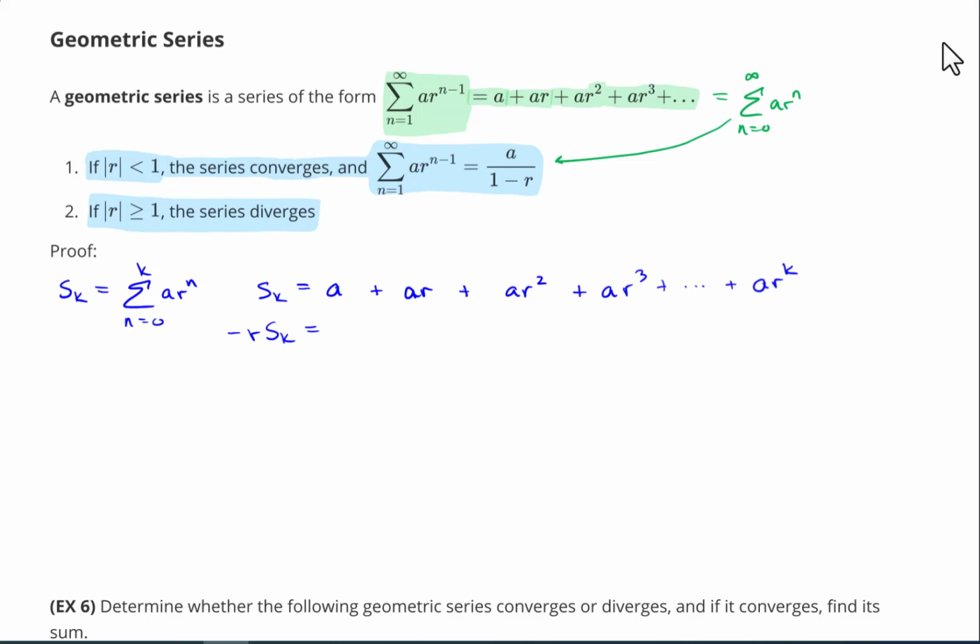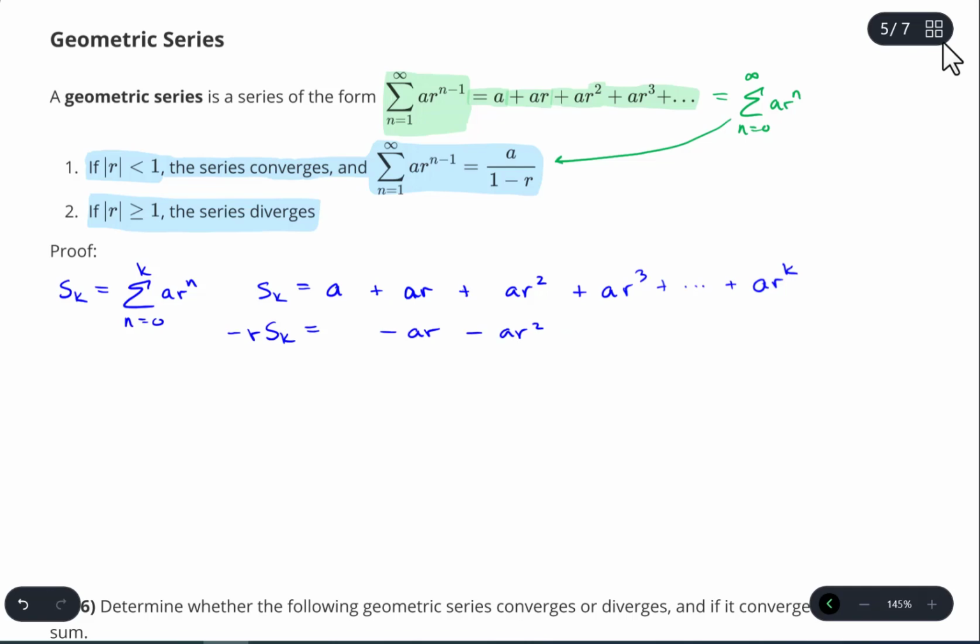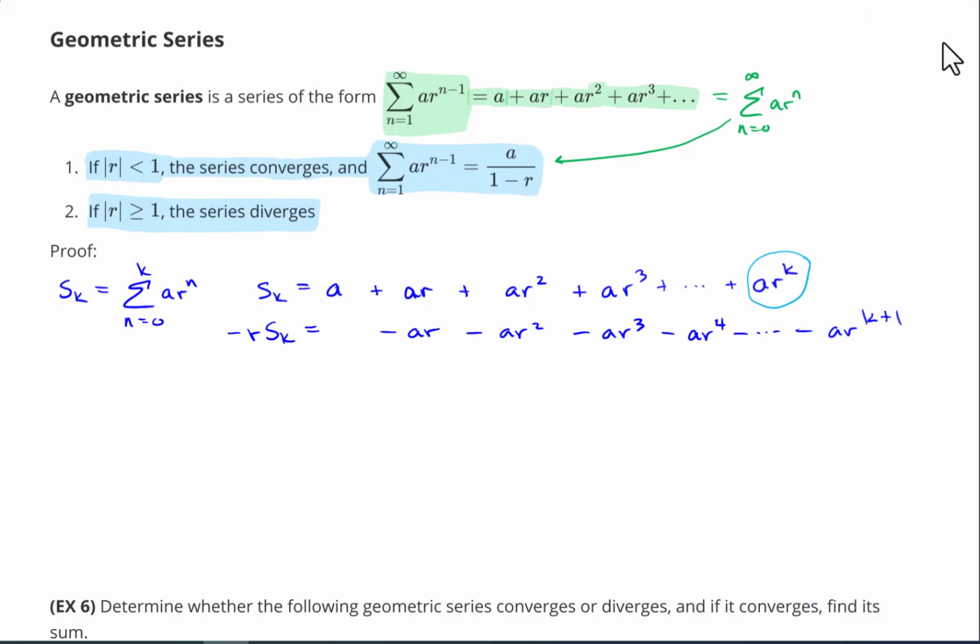So a times negative r would be negative ar. Ar times negative r would be negative ar squared, and then negative ar cubed, and so forth. And the positive ar cubed would become minus ar to the fourth, and then all these terms in between. And eventually I would get over here to minus ar to the k plus 1, because this term right here, this very last one, a times r to the k, when I multiply it by negative r, I would have negative a times r to the k plus 1.